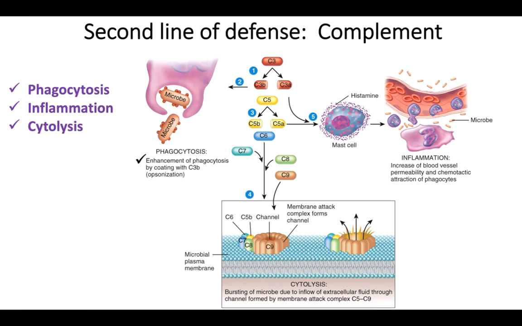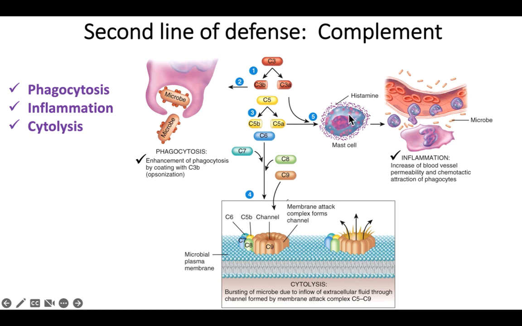Another thing is it helps induce inflammation, and we'll talk more about what inflammation is, but that's a second function of these complement proteins. They actually activate these mast cells and cause them to produce histamine, which causes inflammation. So that's the second thing.